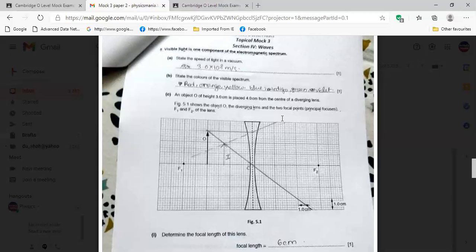Sometimes you have to use some technique to draw it correctly. Yes, sir. So this technique you should apply.